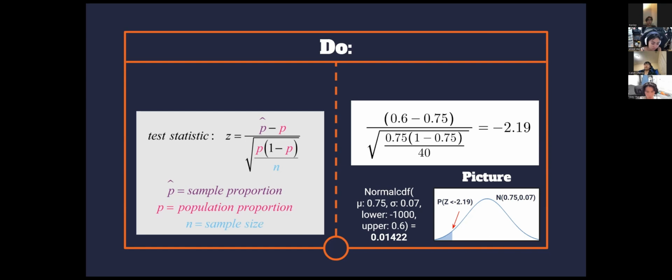If you want to do it on the calculator with normalcdf, the mean is 0.75, the standard deviation is 0.07, with the lower bound at negative 1000 and the upper bound at 0.6, and that is equal to 0.01422.